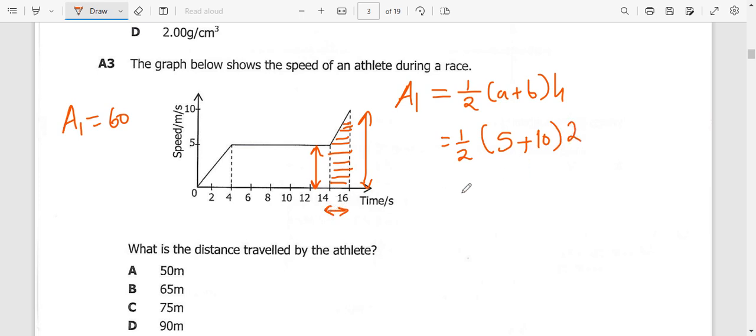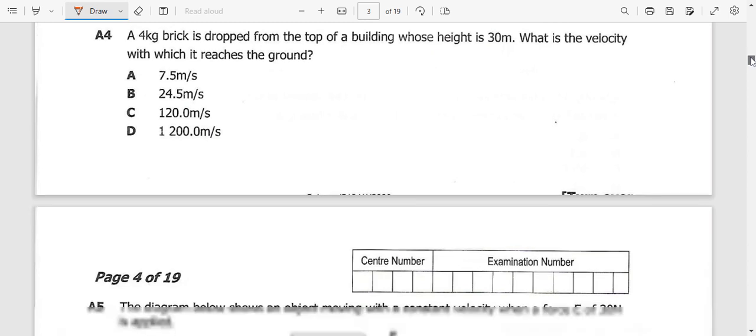Okay. So this is going to give us, we know these two can cancel with these two. 5 plus 10 is 15. So that will be the other area in meters because it's distance. So you add 60 and 15. So the answer is going to be 75. That is the distance which was traveled by the athlete. We are good?